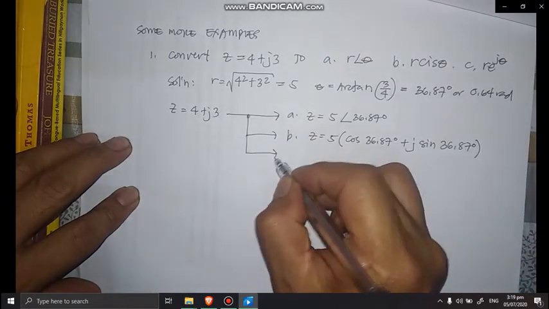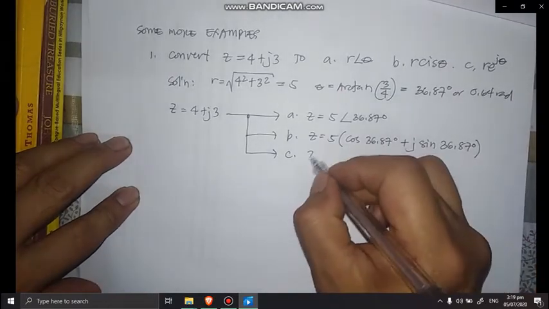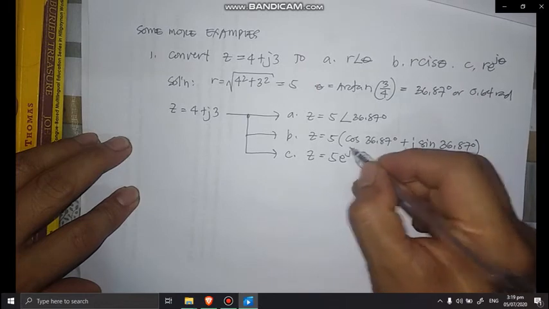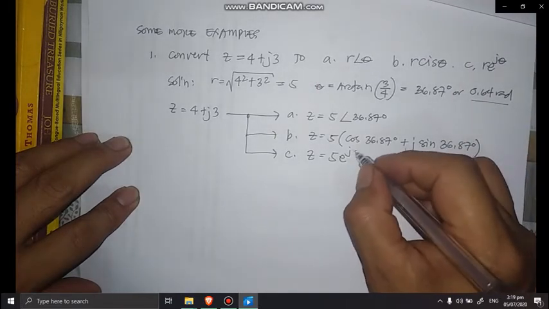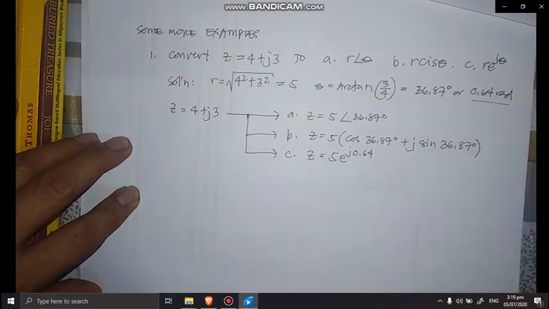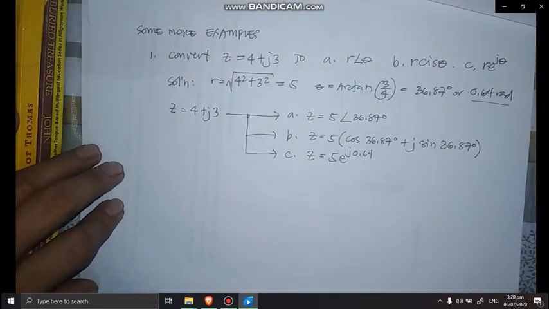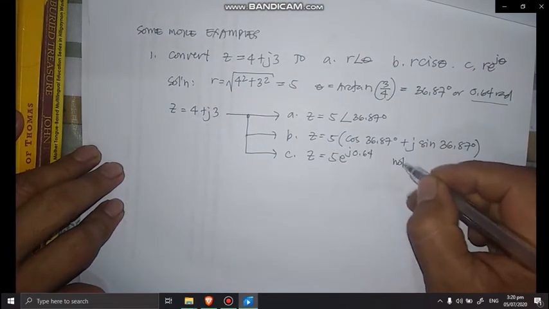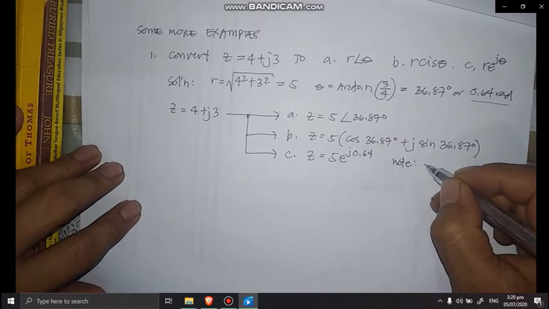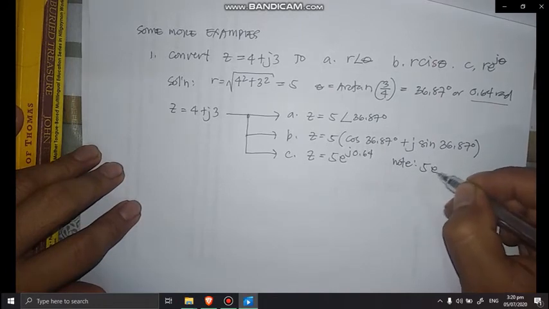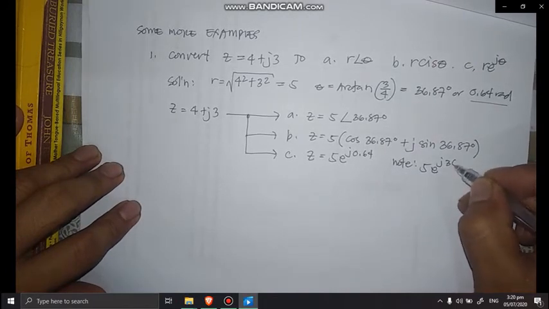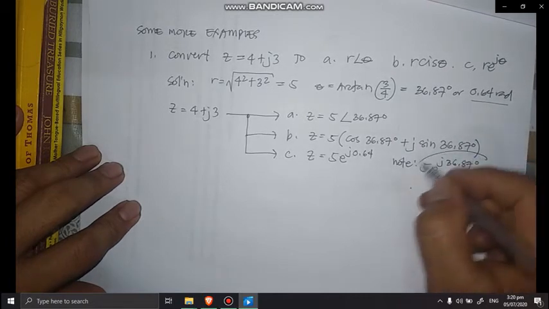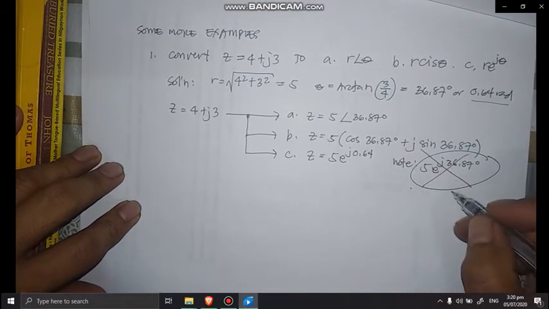For the exponential form, we have z equals 5 e raised to j. Now this time we will be using the radian value, 0.64. So you don't need to write the radian. Radian is unitless. Okay, that will be your final answer. Take note, we do not write e raised to j 36.87. This is a common mistake. No, that's wrong.